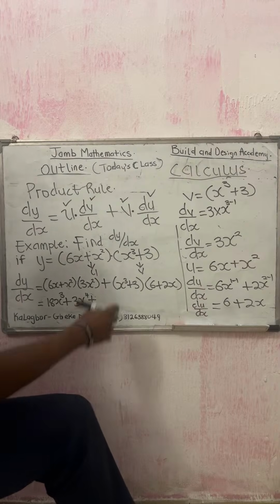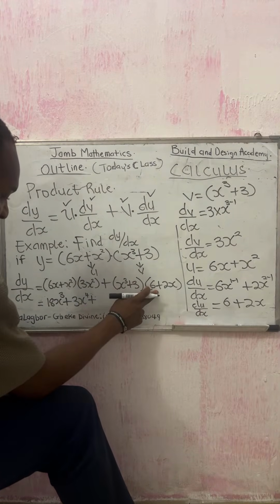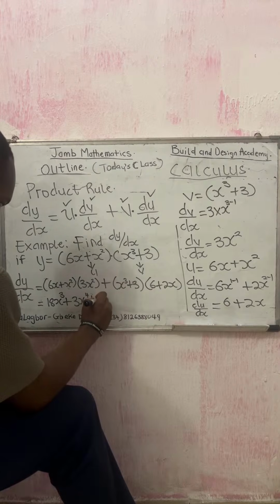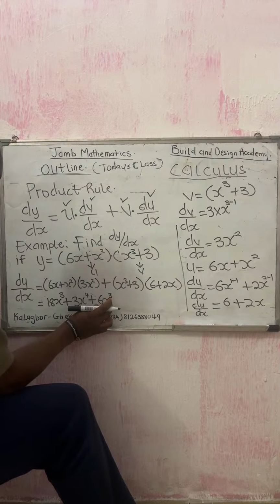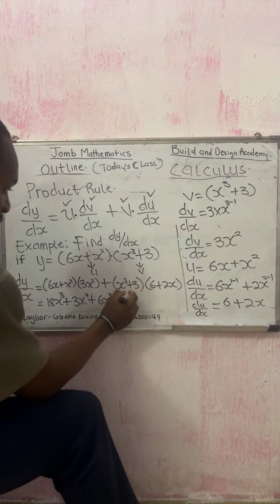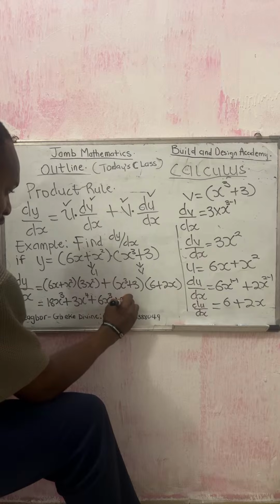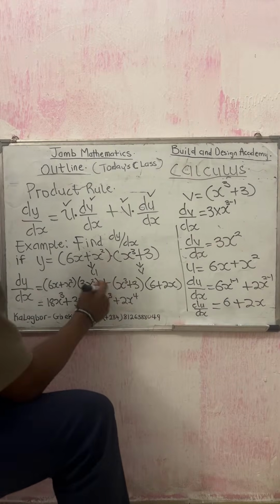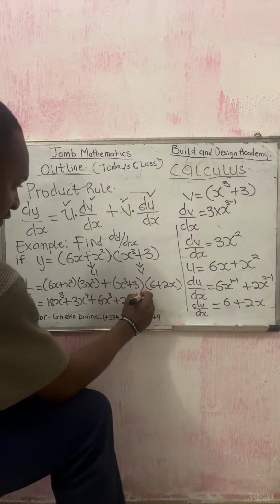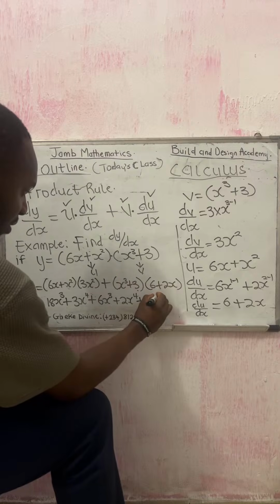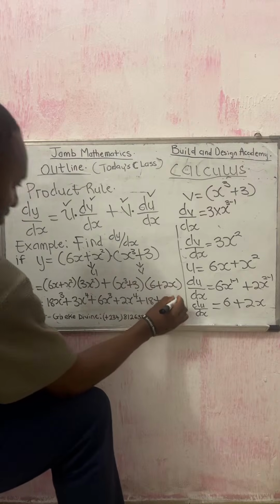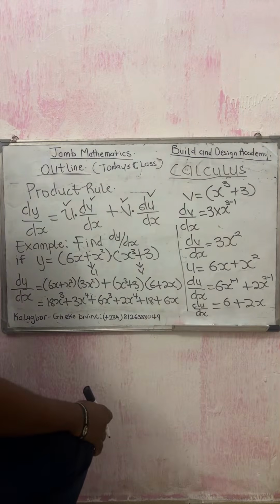To do that, x cubed times 6 will give us 6x cubed. x cubed times 2x will give us plus 2x raised to the power 4. Now we are done with x cubed. Now let's take 3. 3 times 6 will give us plus 18. And 3 times 2x will give us plus 6x.